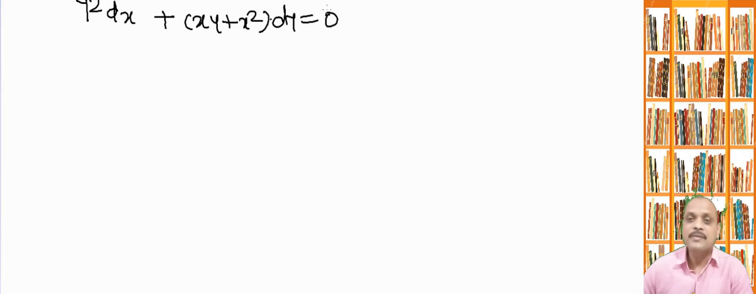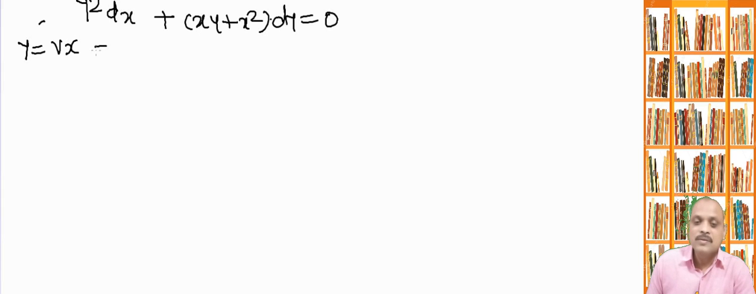So degree of x is 1, degree of y is 1, and addition of these two gives us 2. So each term is of degree 2 and therefore this is a homogeneous equation of first order. And in such a type of equation we have to simply put y equal to vx. So let me put y equal to v into x.